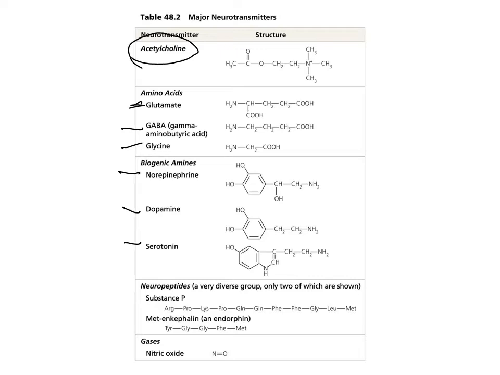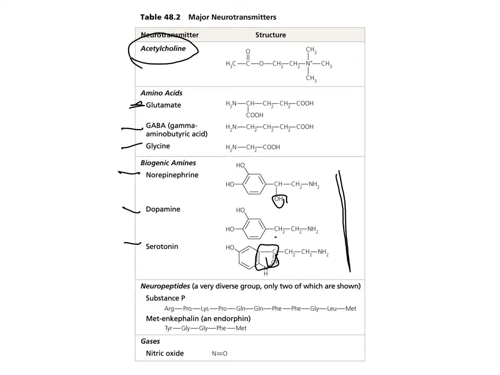And notice how similar these structures are. So similar. Difference of just one OH that's missing over here. And then this serotonin has actually a 5-ring compound here, which is a little bit different than the others. So very, very similar molecules, but very potent.